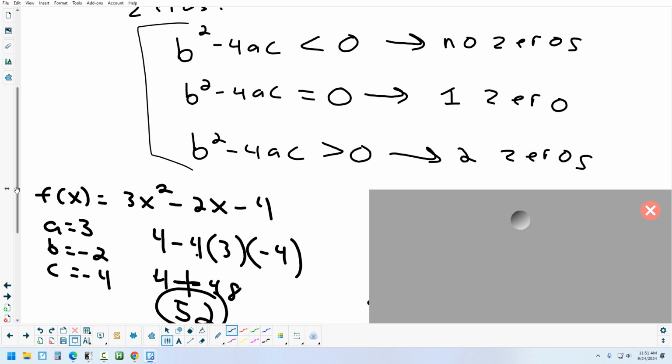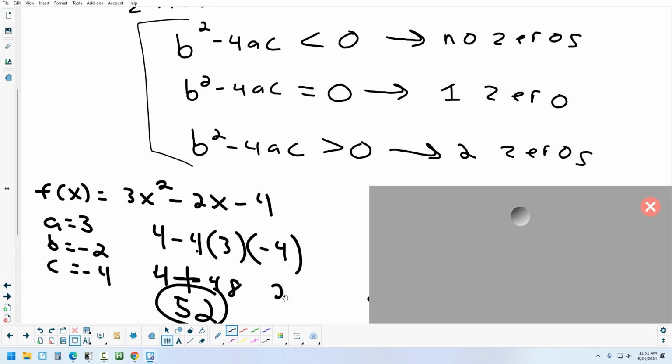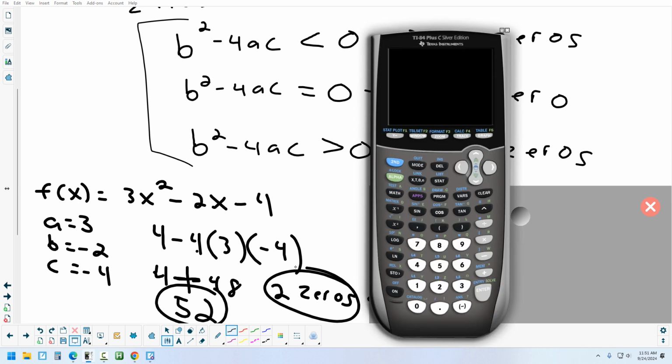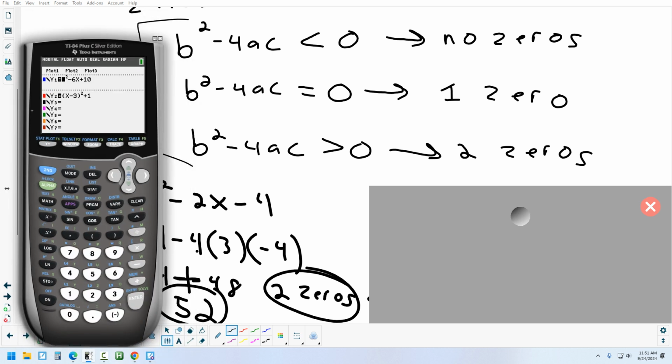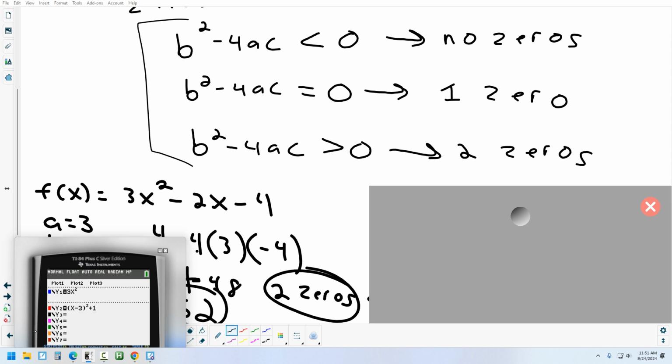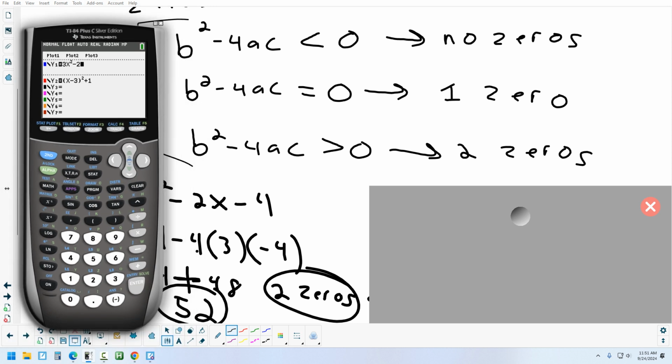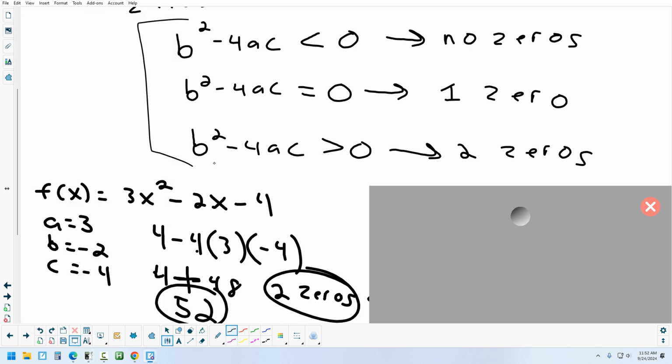So based on the answer that we got, are we going to have no zeros, 1 zero, or 2 zeros? 2 zeros. Yep, this is going to have 2 zeros. We don't know where. All we know is there will be 2. And we can quickly confirm it just by typing it in. 3x squared minus 2x minus 4. Guarantee you, it will cross the x-axis twice. It has to. Okay, so that calculation is a quick way to figure out how many times it crosses the x-axis.